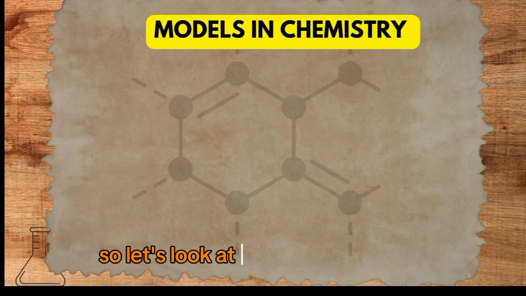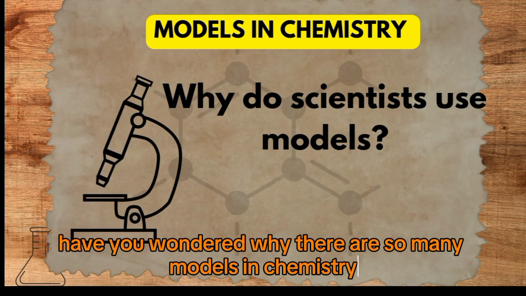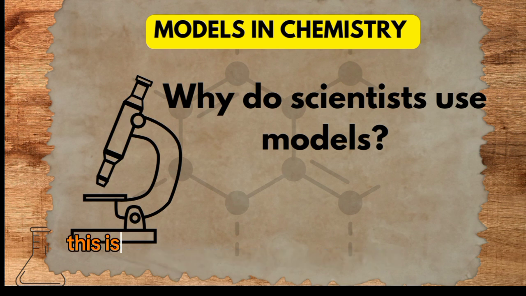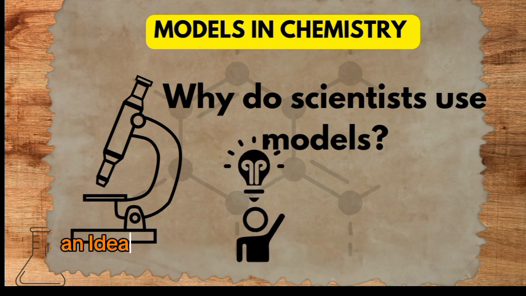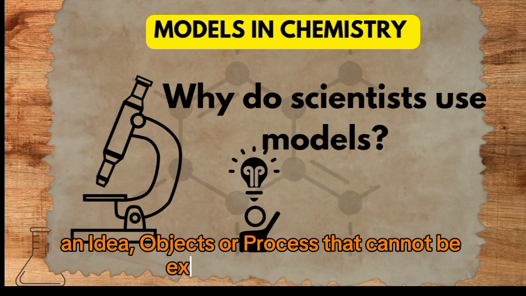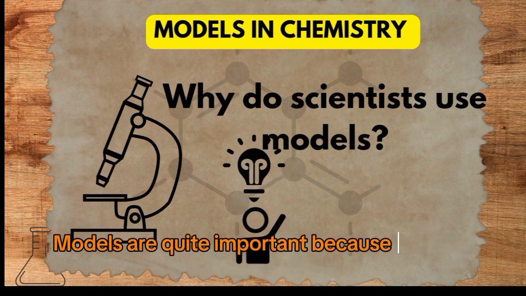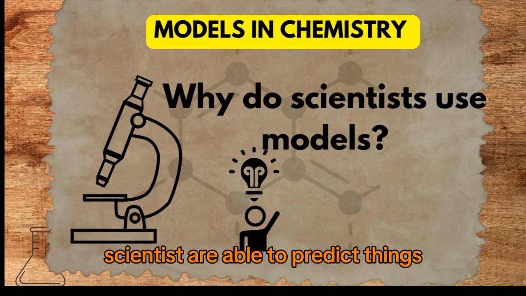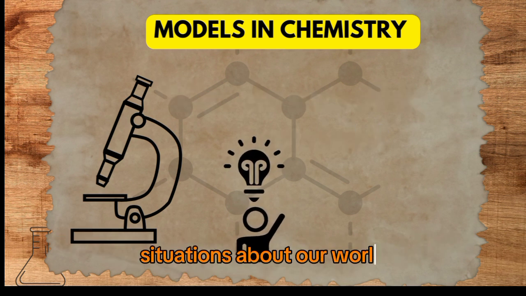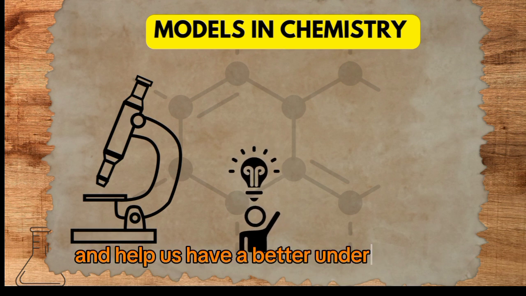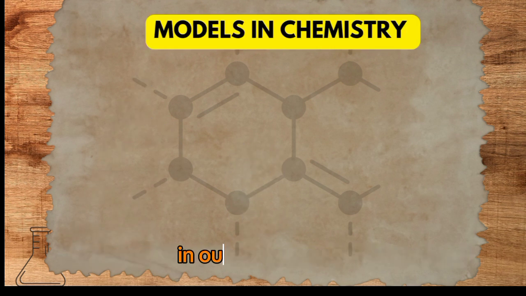So let's look at models in chemistry. Have you wondered why there are so many models in chemistry and science related courses? This is because models are just something used to describe or explain an idea, object, or process that cannot be experienced directly. Models are quite important because with the help of these models, scientists are able to predict things and situations about our world and help us have a better understanding of the patterns and the way things happen in our world today.